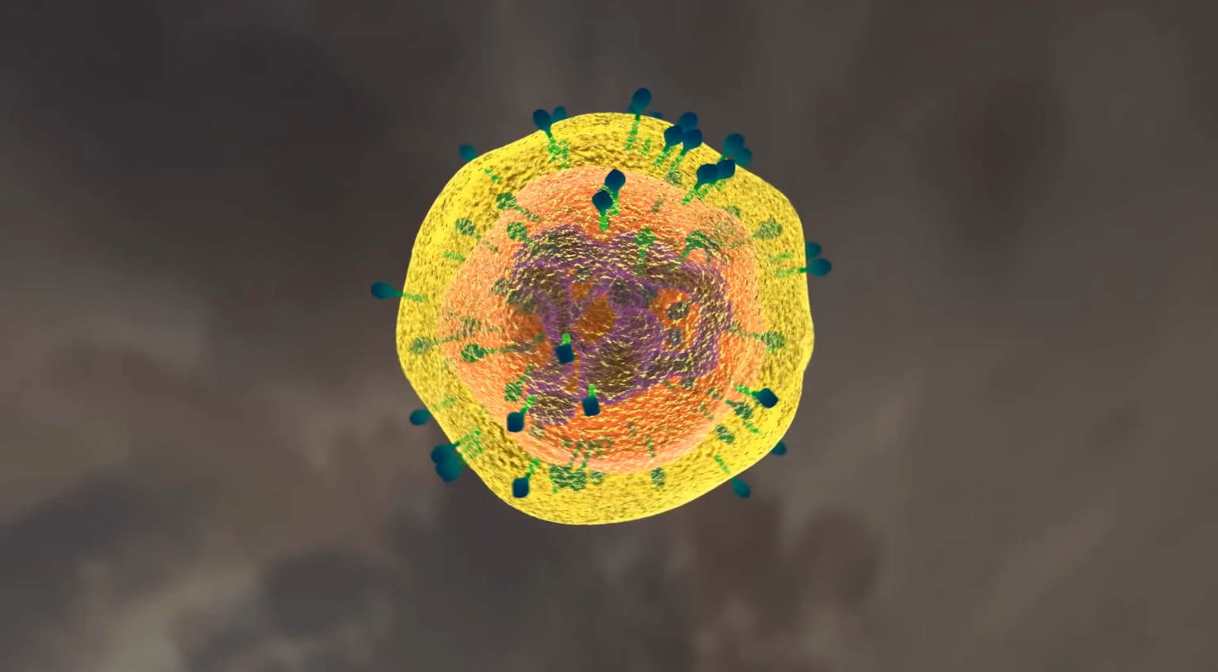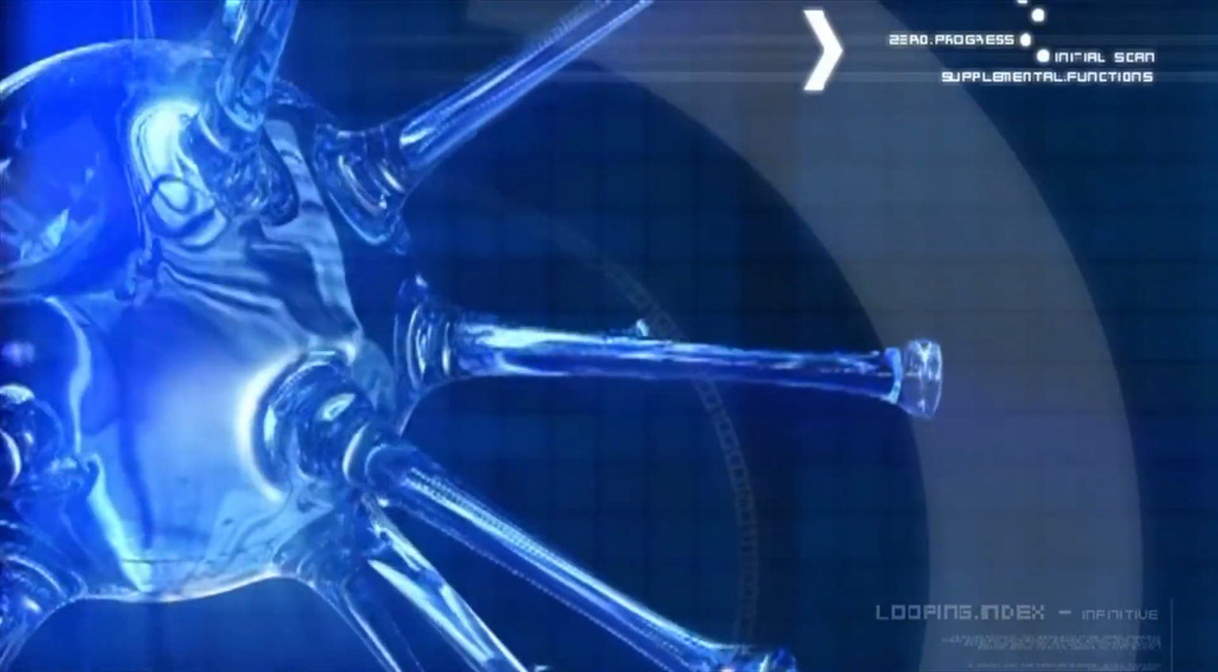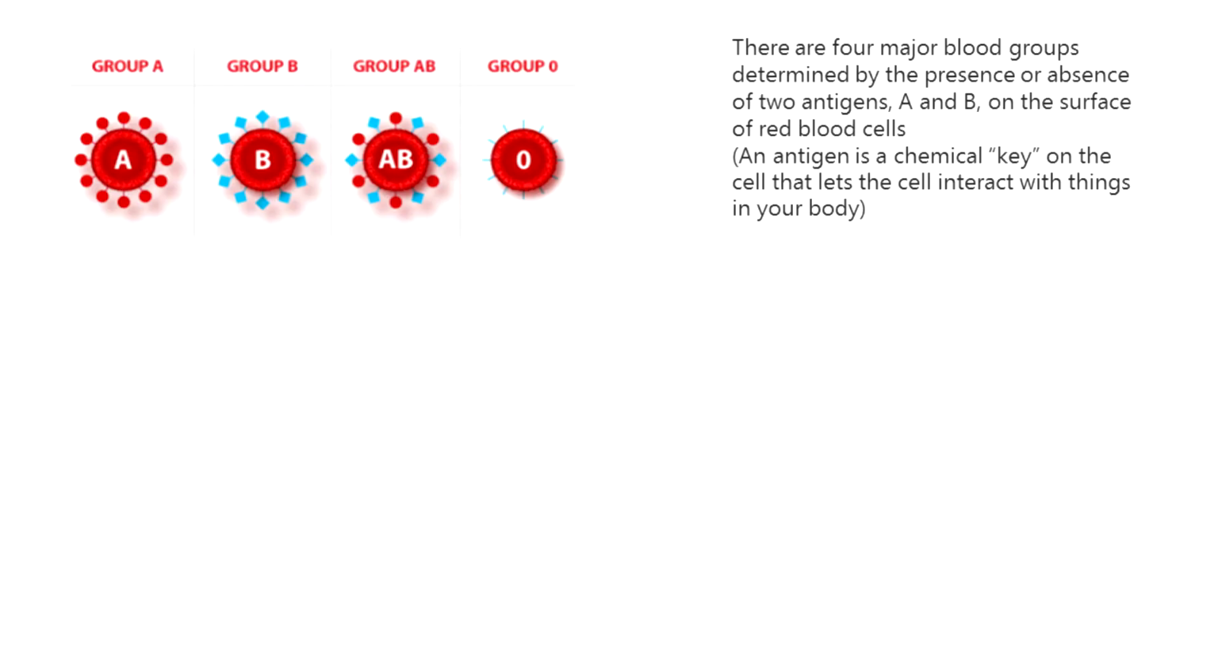Now, not just cells have antigens, lots of things in your body have antigens on their surface, but the antigens of your red blood cells can be divided into these groups. There's group A, which have A-type antigens sitting on the surface of the cell. There's group B, which have B-type antigens on the surface of the cell. Group AB, which of course has group A and group B antigens. And then lastly, group O, and they don't have any antigens at all.